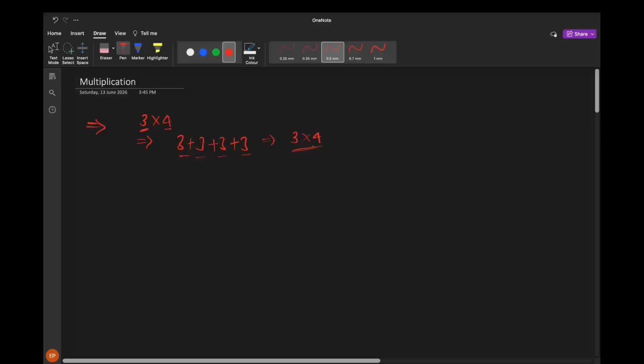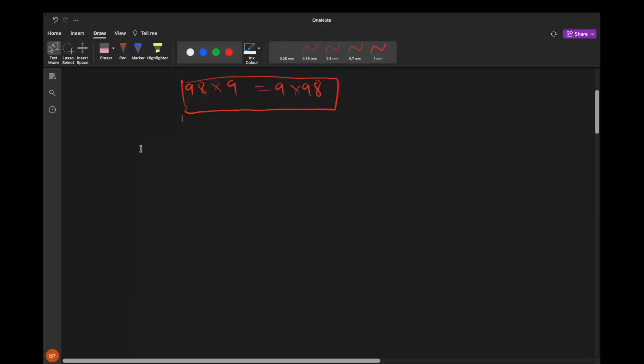3 into 4 means adding 3 four times, and 4 into 3 means adding 4 three times. Both give the same answer. Let's see: 3 plus 3 is 6, 6 plus 3 is 9, 9 plus 3 is 12. So 3 into 4 is 12. And 4 plus 4 is 8, 8 plus 4 is 12. So 3 into 4 or 4 into 3 both give the same answer. Likewise, 98 into 9 or 9 into 98 are equal.